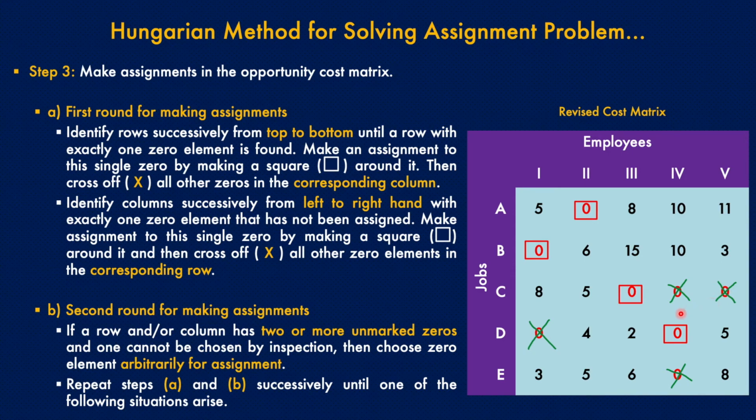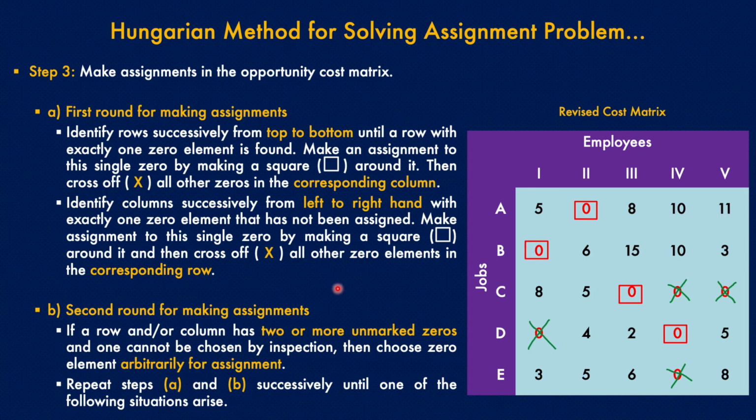Now go to the fourth column. We have one assigned zero here. Go to the fifth column. Now there is no independent zero because the existing one we have crossed off. So there is no other zero element present. Now we can't do any more assignment in this particular cost matrix. So this is what is mentioned here, second round of making assignment.